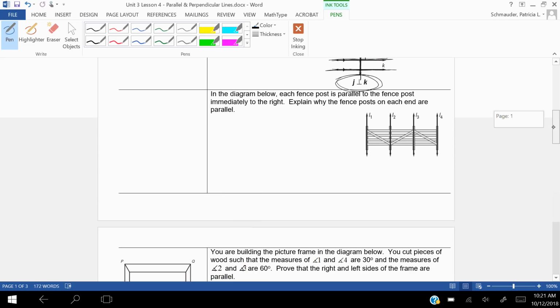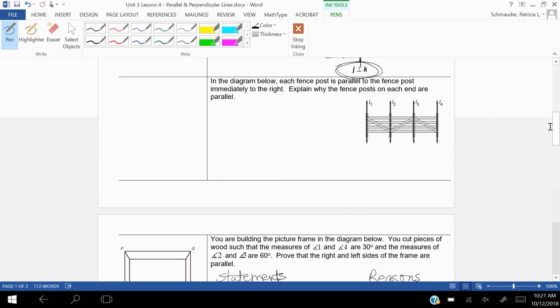Let's see if we can do a little example using maybe one of these proofs. It says in the diagram below, each fence post is parallel to the fence post immediately to the right. So in other words, L1 is parallel to L2, and L2 is parallel to L3, and L3 is parallel to L4. Explain why the fence posts on each end are parallel. So why is L1 parallel to L4?